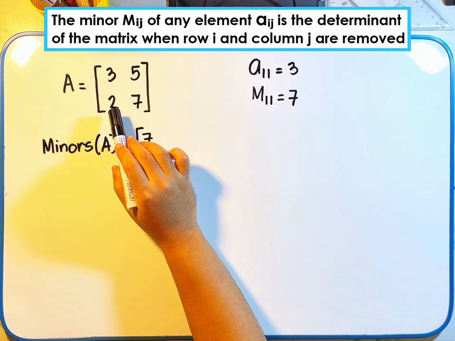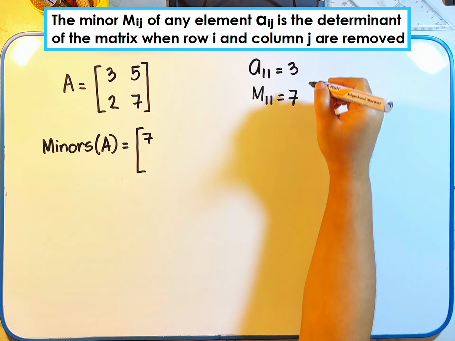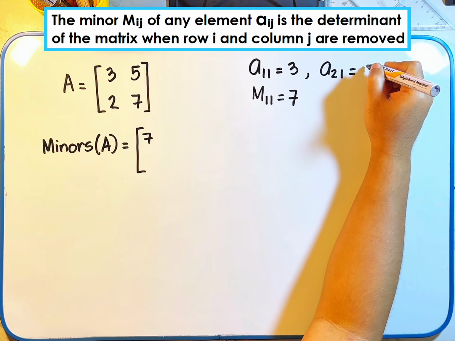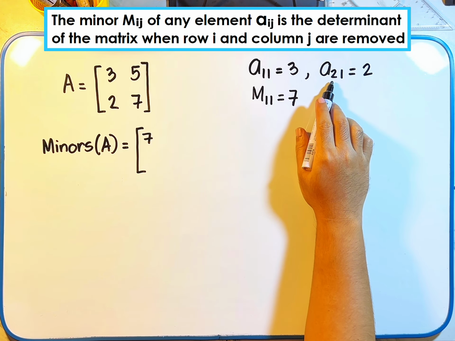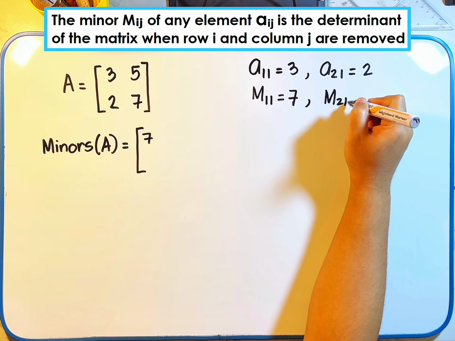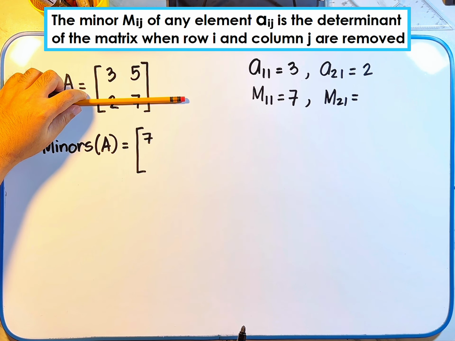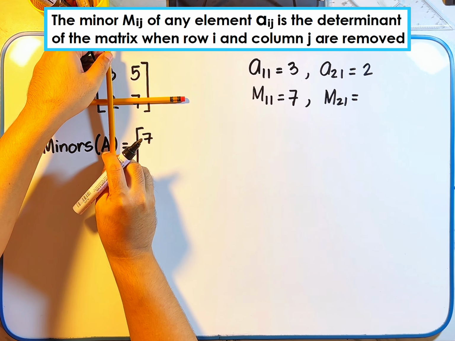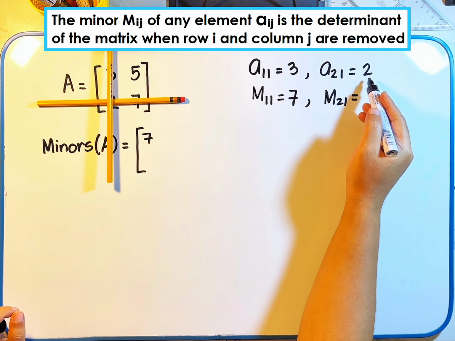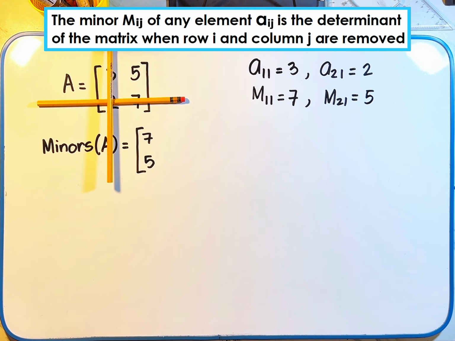How about this element over here? This element is in the second row, first column. So we can say that that element is A21. And that is equal to 2. The element in the second row, first column. And the corresponding minor, M21, is equal to, so let's block the second row. And let's block the first column. The remaining value is 5. So we will replace this by 5 right here. That's how it works. Next.